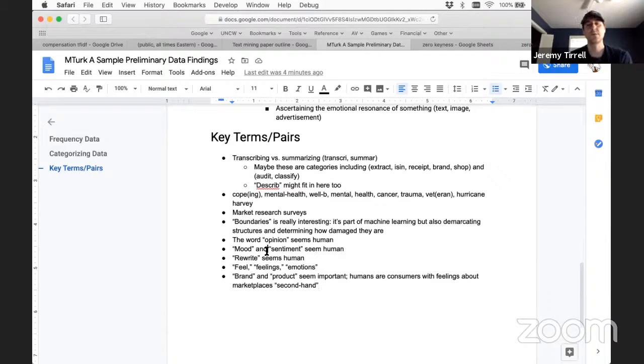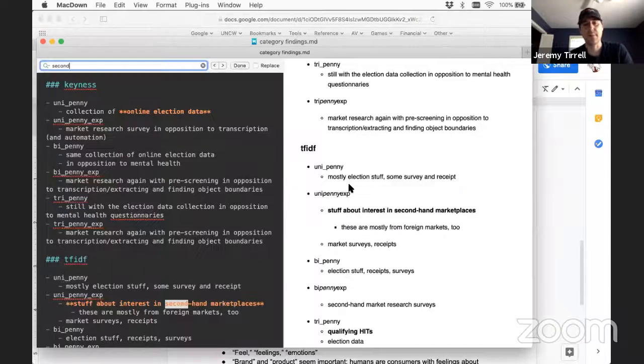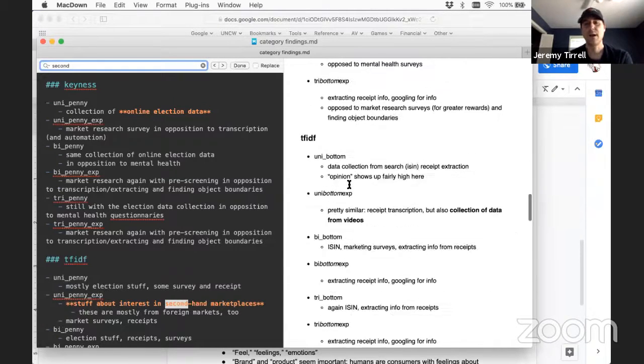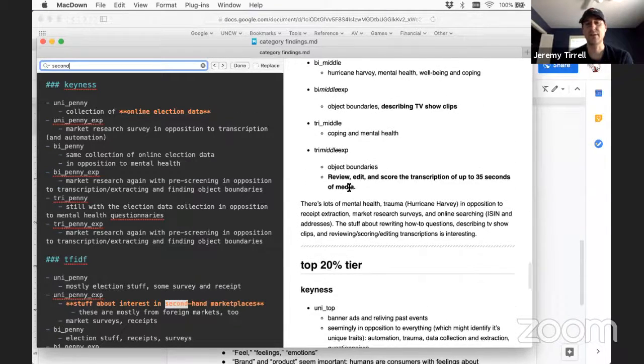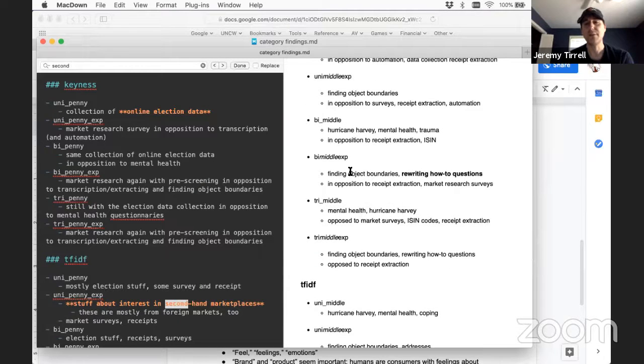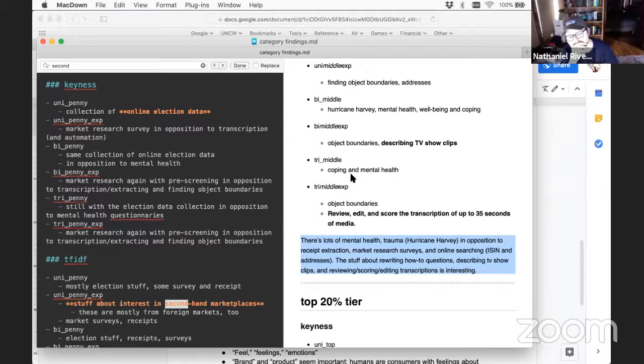So anywho, in terms of looking at words, I do have this preliminary write-up of what the tiers tell us, right? And with some of the tiers, like the middle one, as you point out, there's lots of mental health trauma, but then when you weight them, it bounces up to things like finding object boundaries. Unweighted, we're talking about coping strategies for mental health. Weighted, we're talking about tracing object boundaries and describing 30-second television clips. It's interesting, right? For the middle.